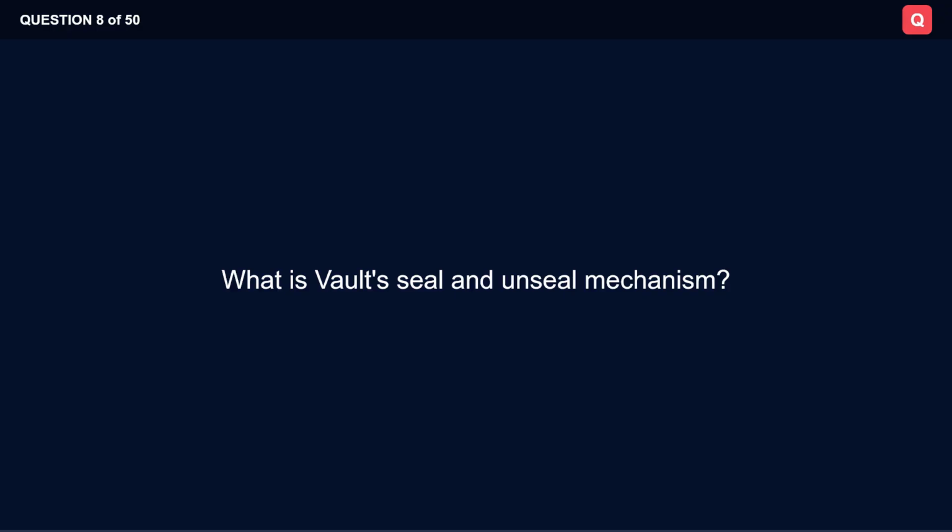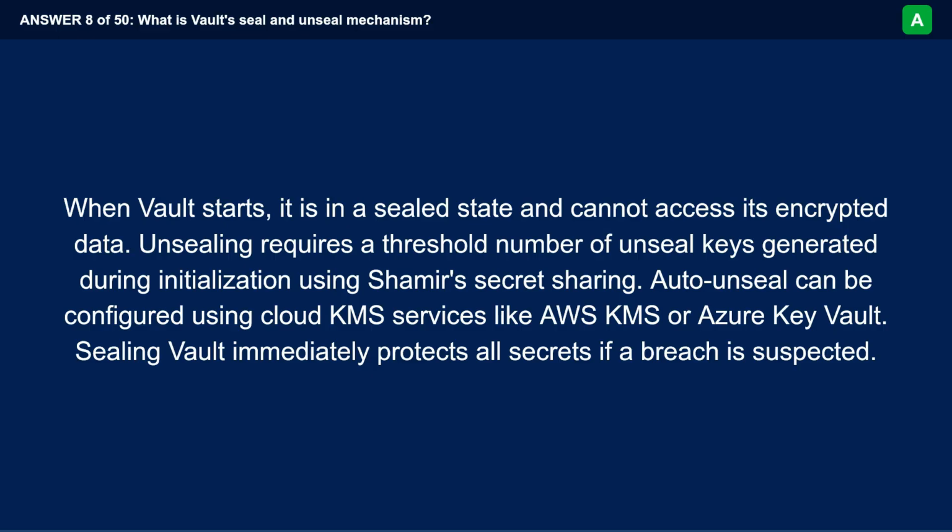What is Vault's seal and unseal mechanism? When Vault starts, it is in a sealed state and cannot access its encrypted data. Unsealing requires a threshold number of unseal keys generated during initialization using Shamir's secret sharing. Auto-unseal can be configured using Cloud KMS services like AWS KMS or Azure Key Vault. Sealing Vault immediately protects all secrets if a breach is suspected.